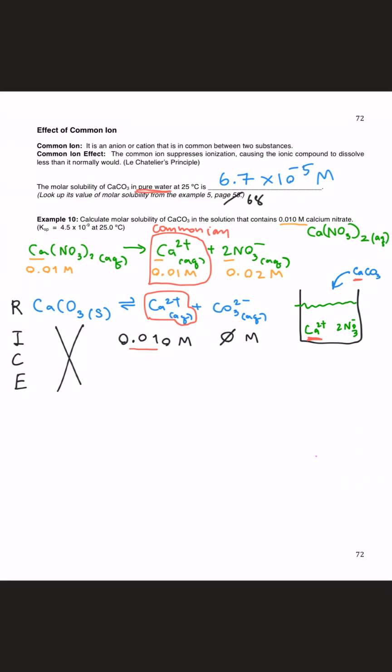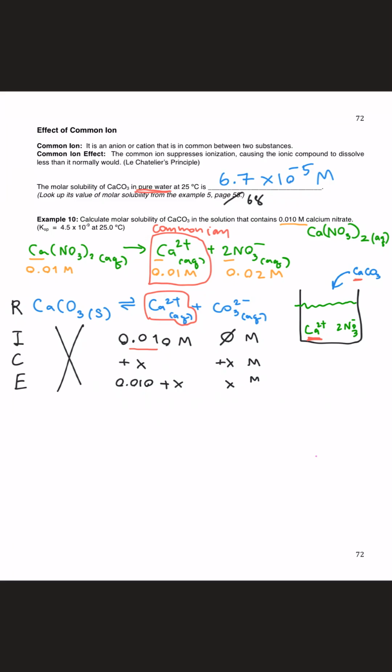Because initially there is a concentration of the calcium ions, but initially there is no carbonate present in the solution. Therefore, the change would be positive X for calcium and then positive X for carbonate. And at equilibrium, the concentration of calcium ion would be 0.01 plus X, and for carbonate would be X. And again, all of these have to be in the unit of molarity.